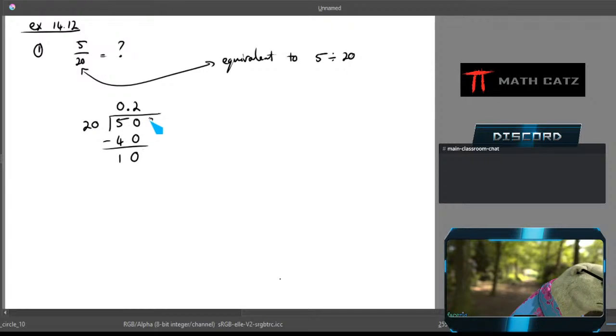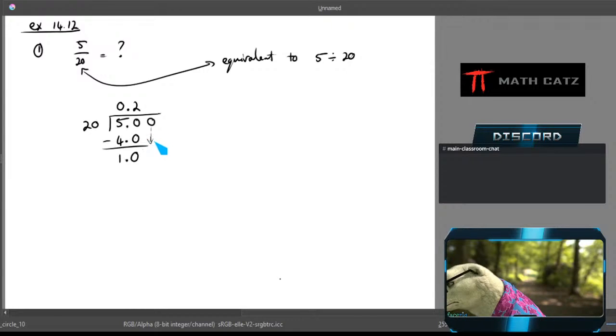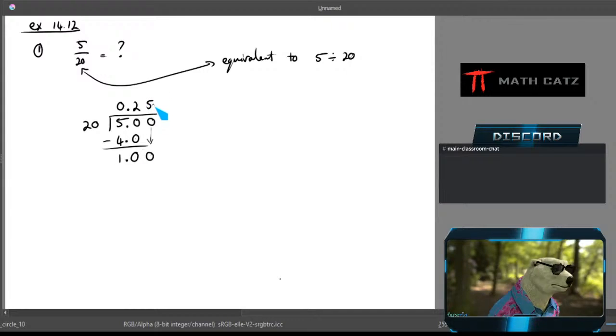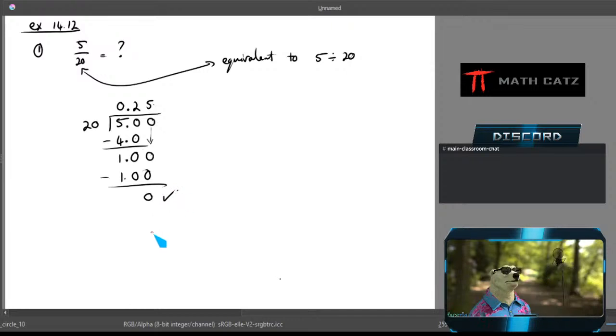20 doesn't go into 10. I need to, because there are many zeros here, right? I'll keep the decimal place. I have another zero I can bring down whenever I need to. 20 goes into 100 relative to this position 5 times. 5 times 20 is my 100. Take it away. I have nothing left. No remainder. So the decimal version of 5/20ths is 0.25.